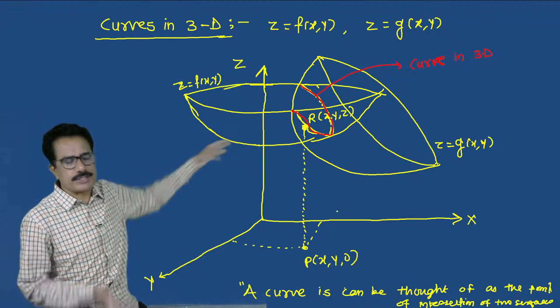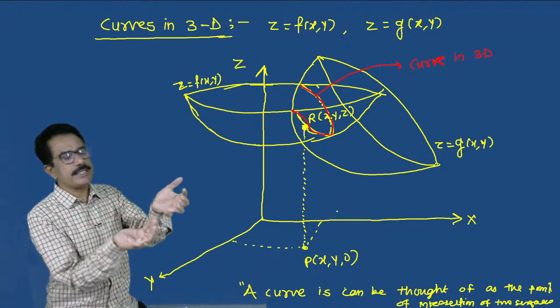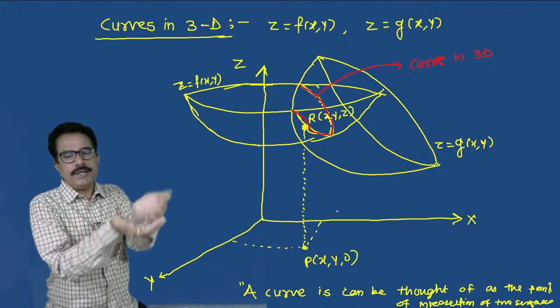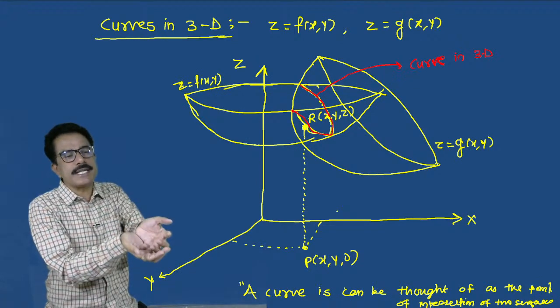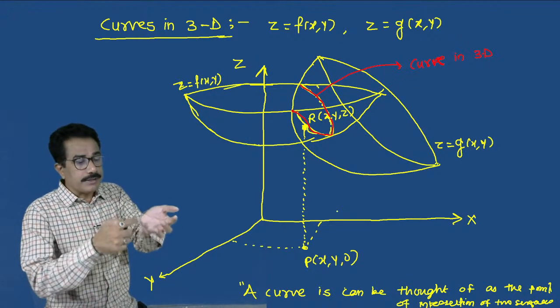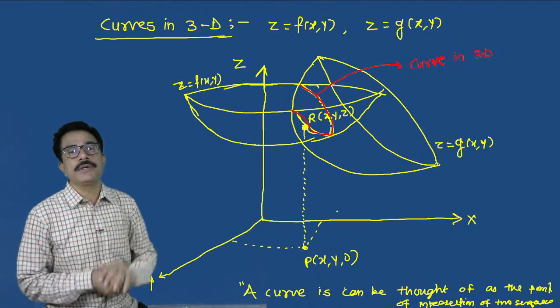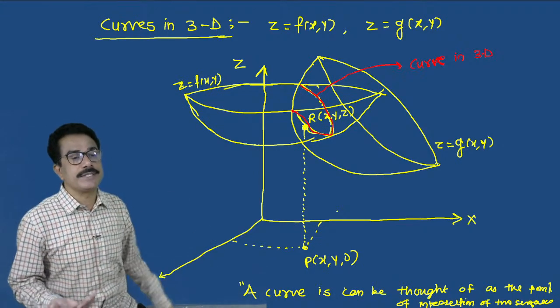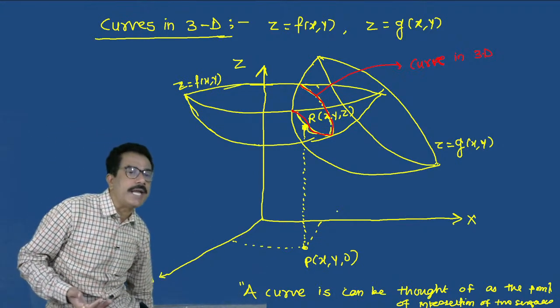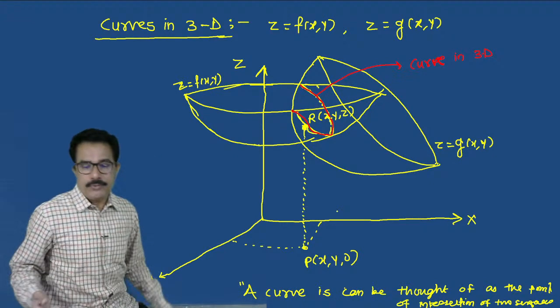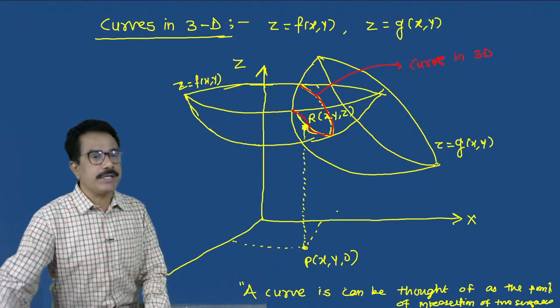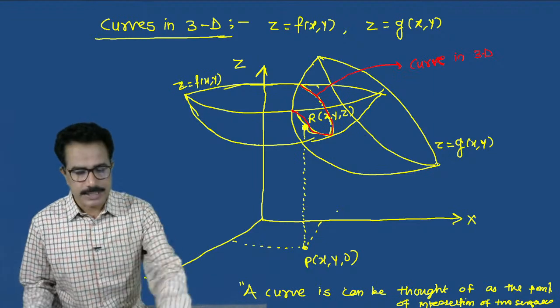Suppose this is the first surface, this is another second surface. If two surfaces intersect each other, then the common points belonging to both these surfaces are called a curve in three-dimensional geometry. This is actually the curve.